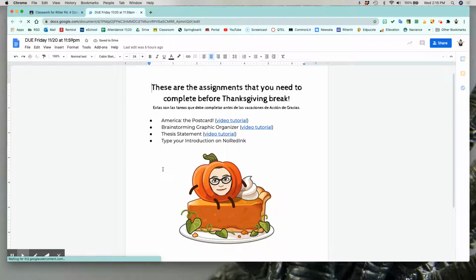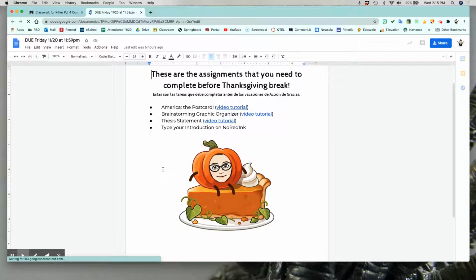So these are the things that we have been working on for the entirety of Cycle 9. The first one is the postcard. The second one is the brainstorming graphic organizer. Third is the thesis statement. And fourth is what we did today, which is typing your introduction on no red ink.